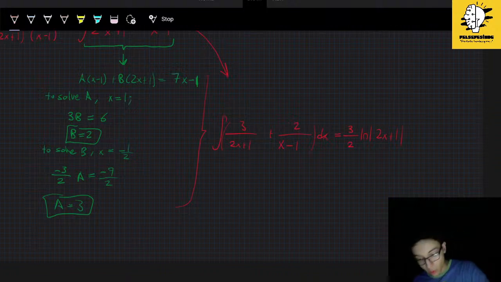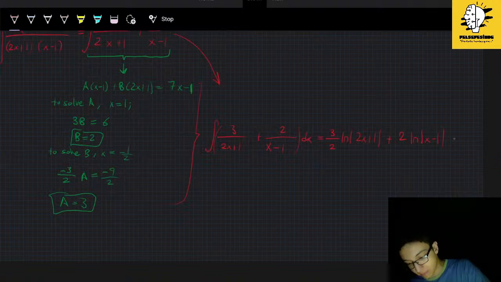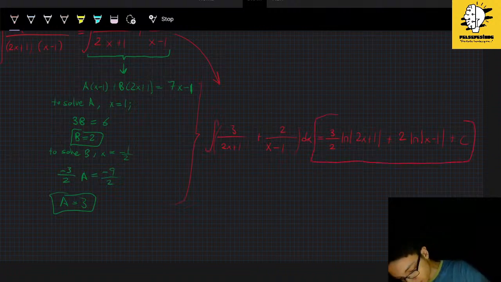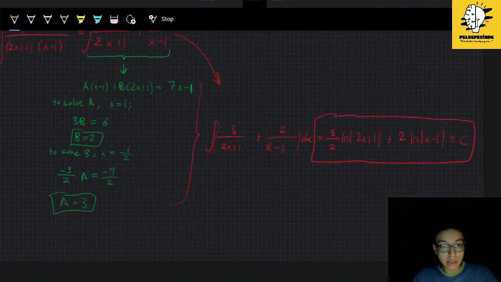Plus the same thing, 2 over x minus 1. If I say ln of x minus 1, and differentiate it, it would be 1 over x minus 1, right? But I have to reach 2 over x minus 1, so I multiply by 2. However, did I forget something? Yes, I did: plus C. Very important. And this is the final answer that I reach. So this is the thing about using partial fractions.